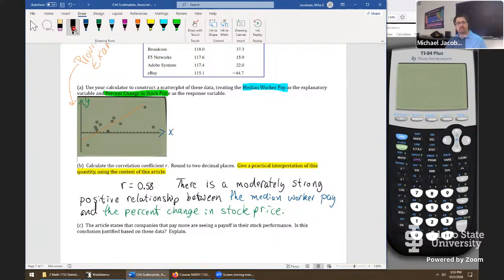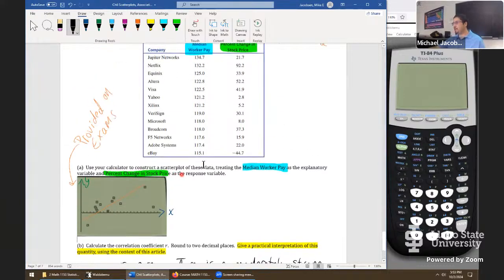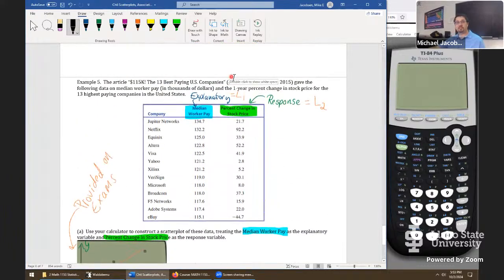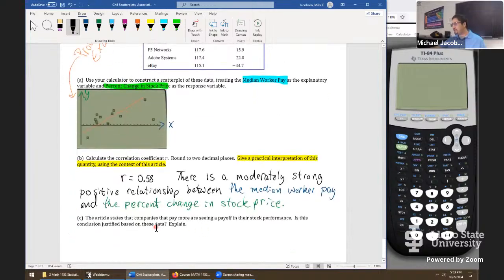Okay, part C, the last question of chapter 6 says, the article states, they're talking about the USA Today article that this data came from, the article states that the companies that pay more are seeing a payoff in their stock performance. Is this conclusion justified based on these data? This is kind of an open-ended question. So what would you all say to a question like that?